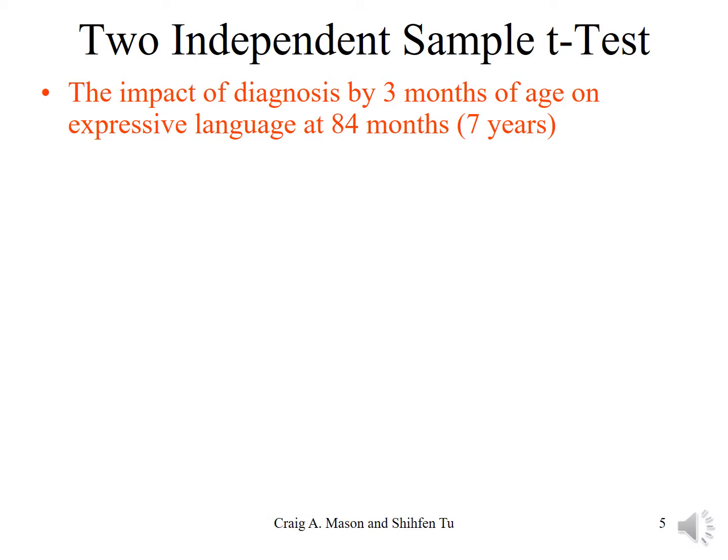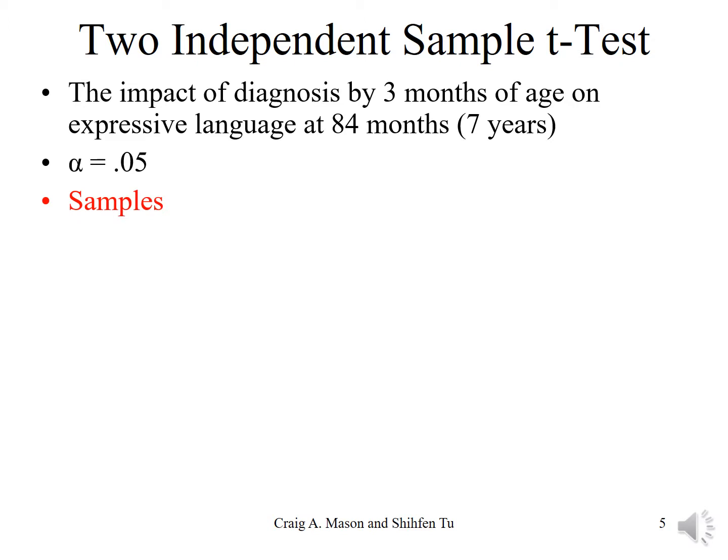So, focusing on children born with hearing loss, we're looking at the impact of early diagnosis by 3 months of age on their future expressive language skills when they're 84 months old. We'll use the standard alpha level of 0.05. We only want to make a type 1 error, reject the null when it's true, 5% of the time.